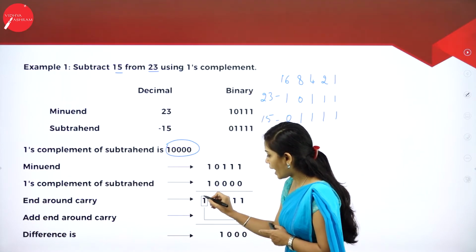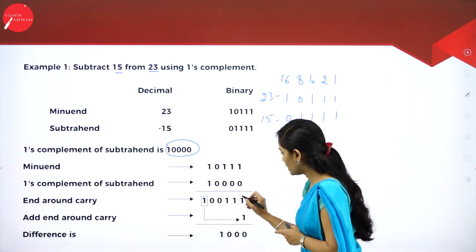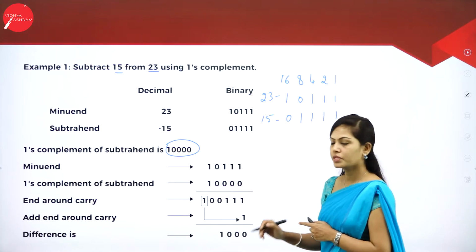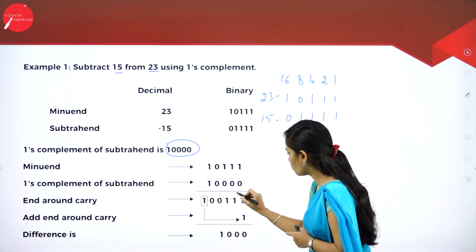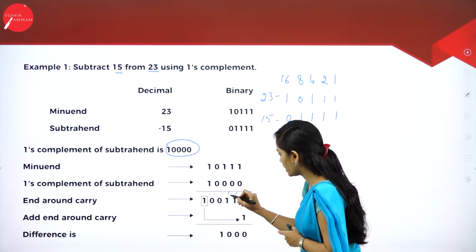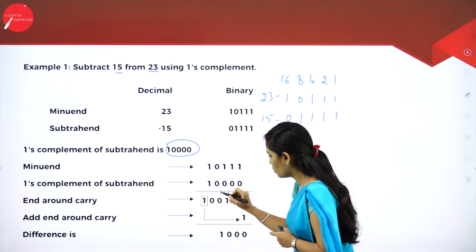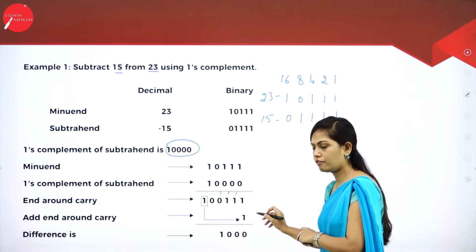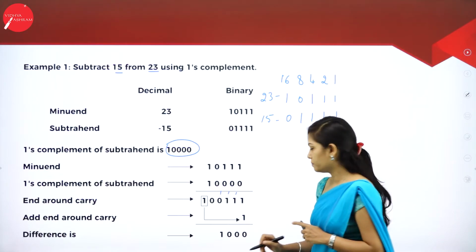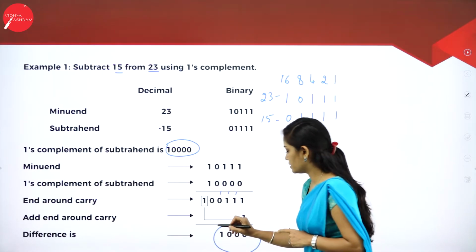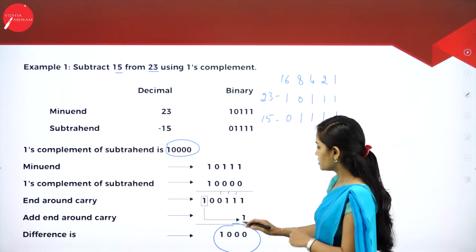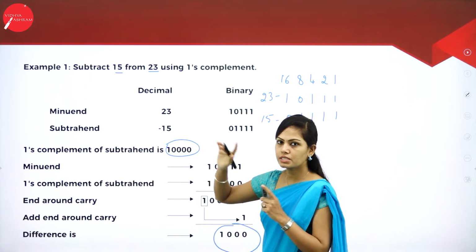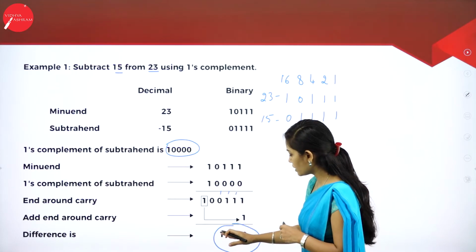Again add this end around carry to the least significant bit, and you will get the final difference. So 1 plus 1 is 0, carry 1, 1 plus 1 is 0, carry 1, 1 plus 1 is 0, carry 1, 1 plus 0 is 1, 0. The end around carry has already been added to the least significant bit. So this is your difference. What is the final answer for 23 minus 15? It is 8, right? Here we got 1000.